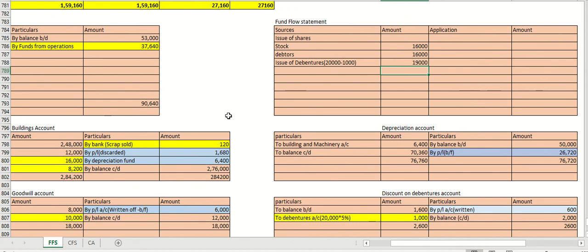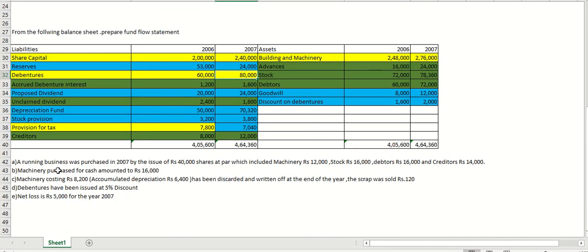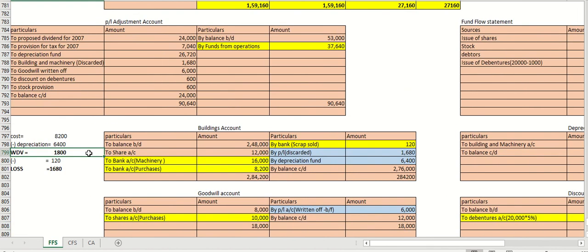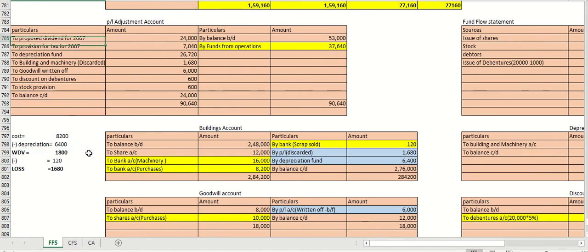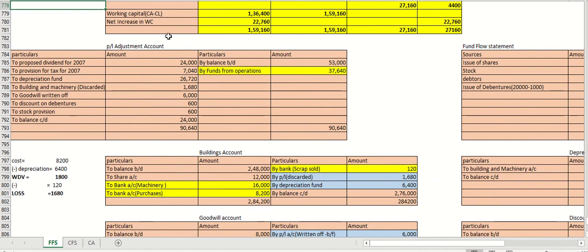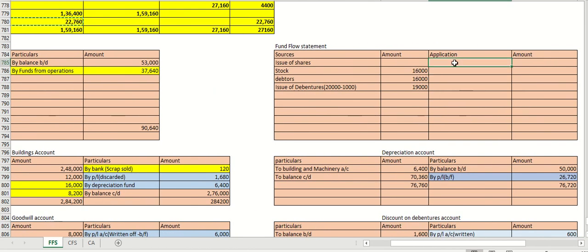Next up, we have, if you see in the question, I think everything we have considered. So we'll move on to the respective accounts and see. So in the question, if you see, we have the net increase in working capital, 22,760. So you'll account that in your fund flow statement, 22,720, which is an application of funds.